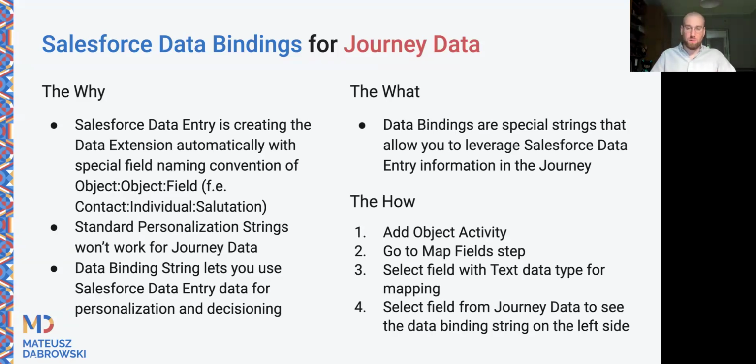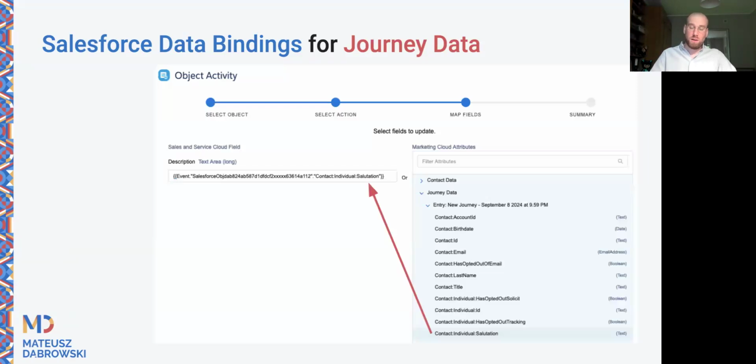This sounds complex, so let's see it in the system. Here you can see that I created the object activity. I went to the map fields step, and here from the journey data on the right side, I selected the contact individual salutation, which automatically created this personalization string on the left side.